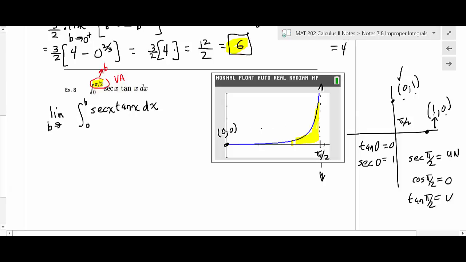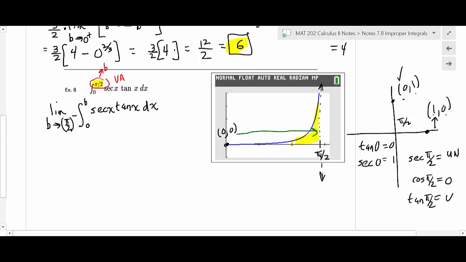So which kind of limit should I use, left hand or right hand? Left hand. The reason is, real simple, we're going this way. All of the region is to the left of the asymptote, so that's the reason why we're going to do a left-hand limit. So we're going to set this up as the limit as b goes to what number? Pi over 2 from the left-hand side. That's how that's set up.